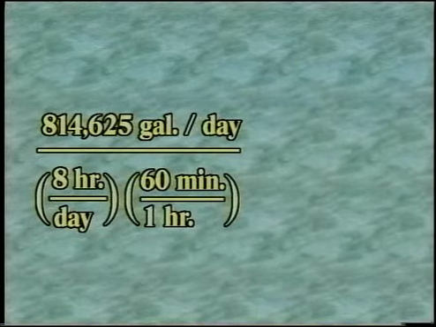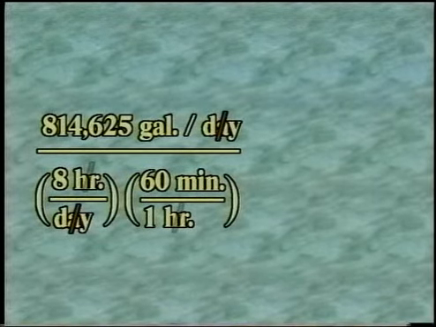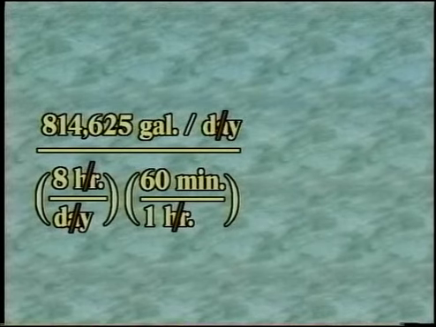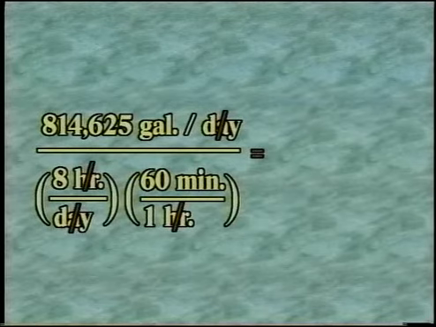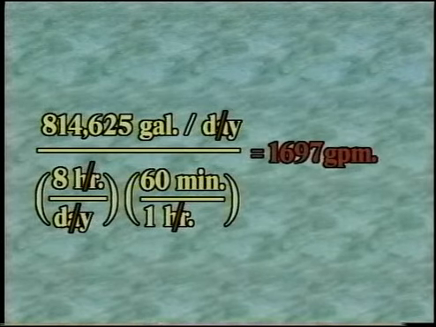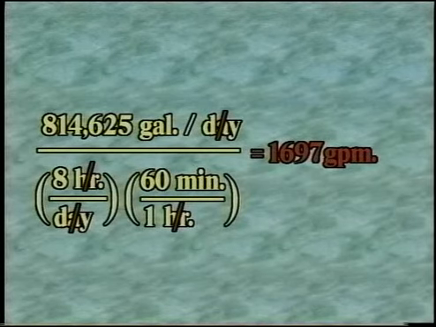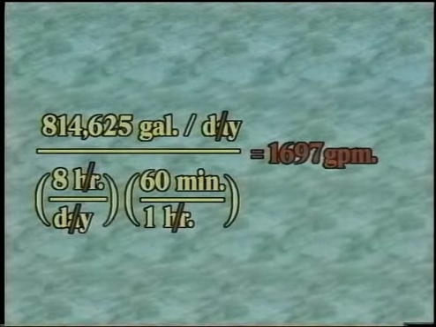We have gallons, that stays the same. Days cancel here, hours cancel here, so we're left with gallons over minutes. So our answer is going to be in gallons per minute. Hip hip hooray, we might get a right answer here. So we'll divide by 8 and divide by 60, and that gives us a nice number of 1,697 gallons per minute. Now that is a pretty fair amount of pump station.